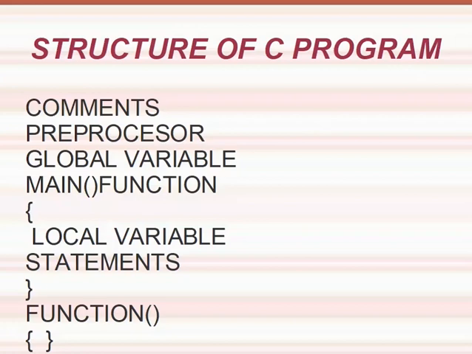The next is preprocessor. Preprocessor is a very important part of a C program. Every C program starts with preprocessor. Preprocessors are used to include header files as well as to define macros, which we are going to study in upcoming videos. The next is global variable. Global variables are optional as well as non-optional. It depends on the program requirement as well as the programmer, whether he wants to use them or not. Global variables are those variables which can be accessed by any function in a program. It means it is accessible to all the functions of the program.